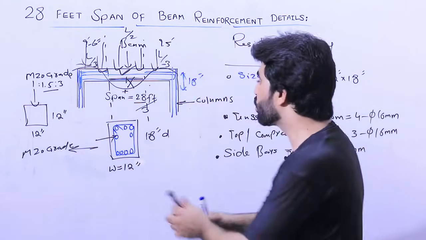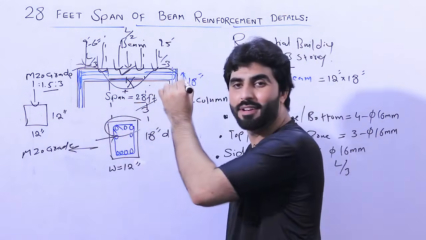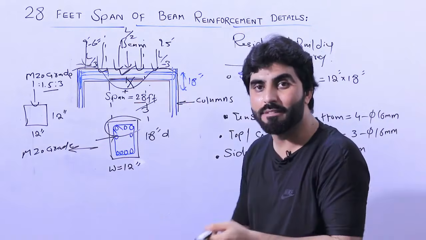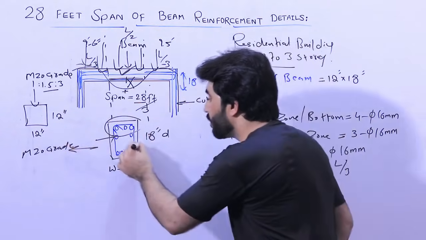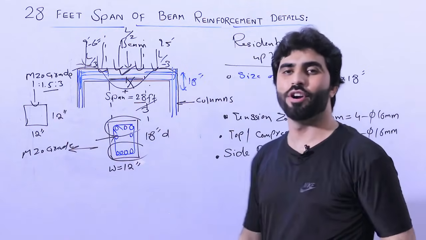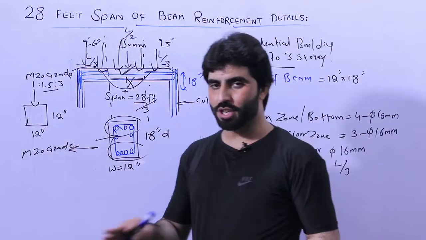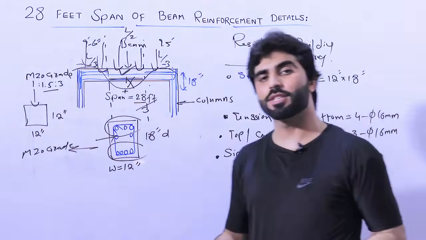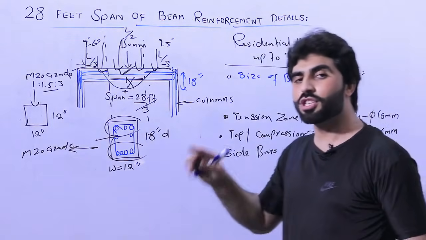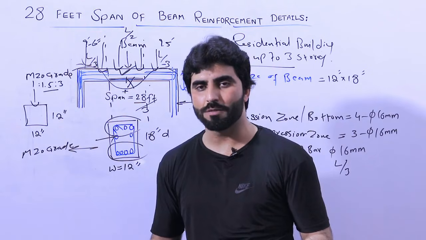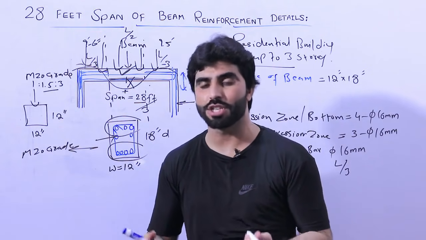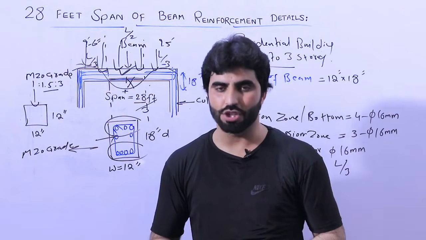So therefore in compression zone I provided 3 steel rods, because concrete is strong in compression. But it's weak in tension, so therefore we provided 4 steel rods. So therefore we are providing minimum numbers at the top portion and maximum numbers at the bottom portion. The top portion steel reinforcement, the dia can be decreased, but the bottom portion steel reinforcement, the dia should be increased, because it's weak in tension.